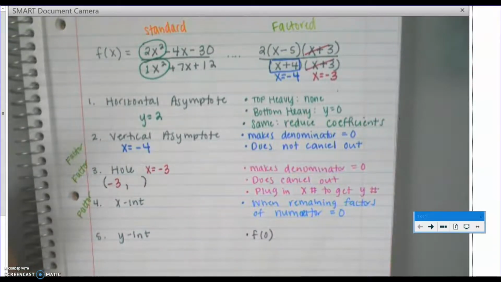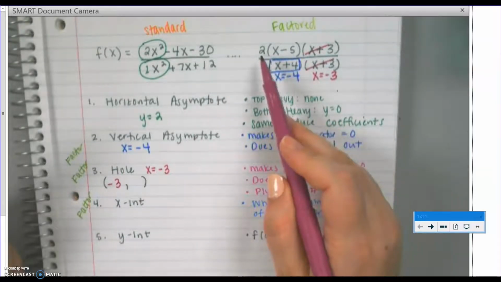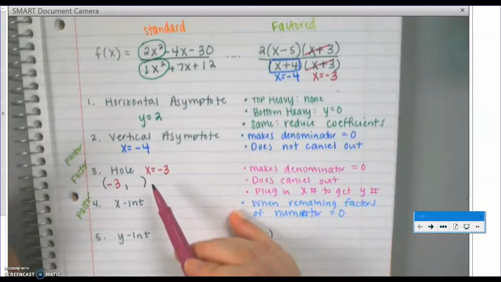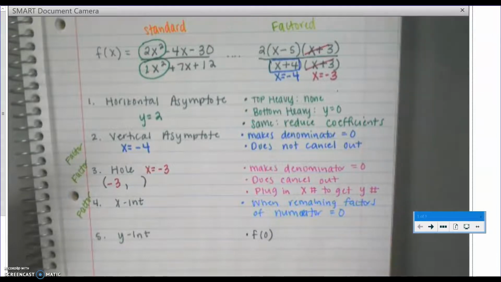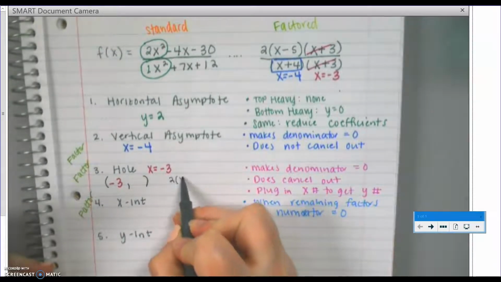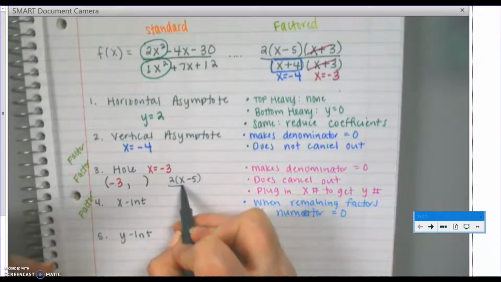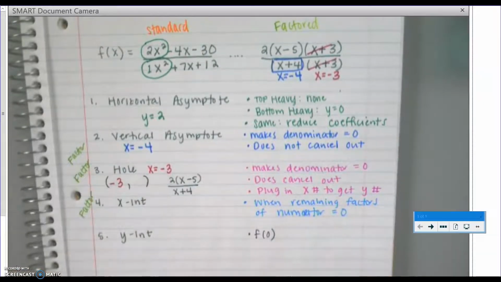So to find the y, we take the pieces that are left over, and we're going to plug that x number in. So I'm just going to write down what my simplified version is. So my simplified version is 2 times x minus 5 over x plus 4. And wherever I see x, I'm going to plug in negative 3.